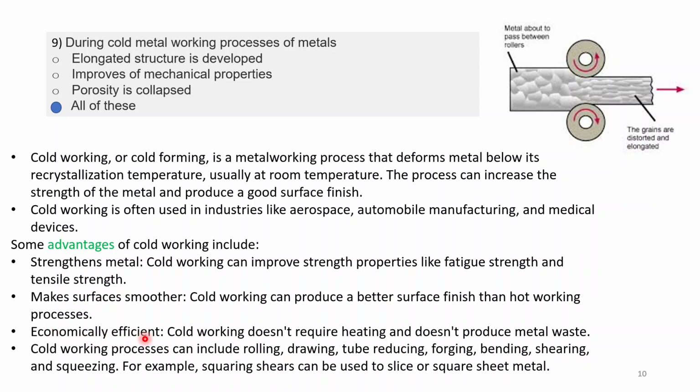It is also economically efficient. You don't have to provide some oven or some furnace to the system for heating that particular part. So cold working becomes cheaper compared to hot working. Cold working doesn't require heating and doesn't produce metal waste. And cold working processes can include rolling, drawing, tube reducing, forging, bending, shearing and squeezing. For example, squaring shears can be used to slice or square sheet metal.